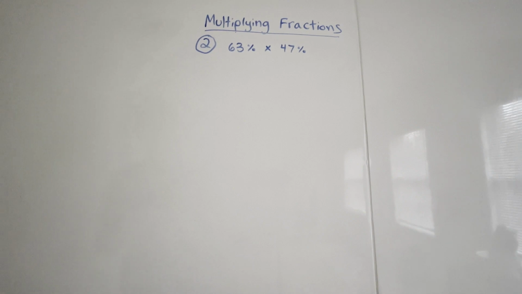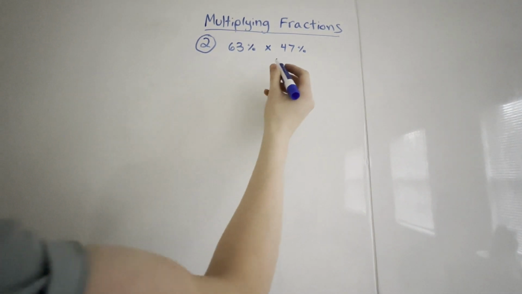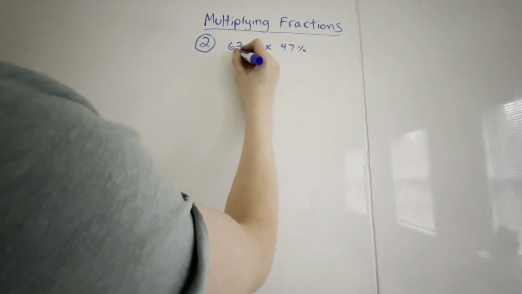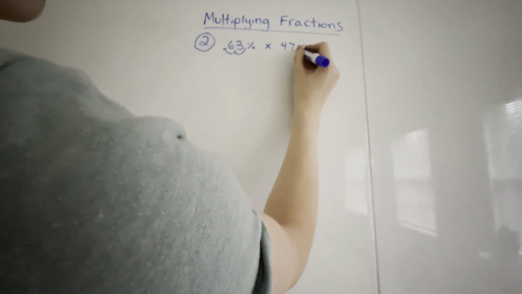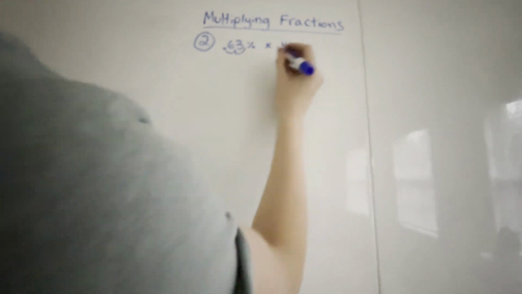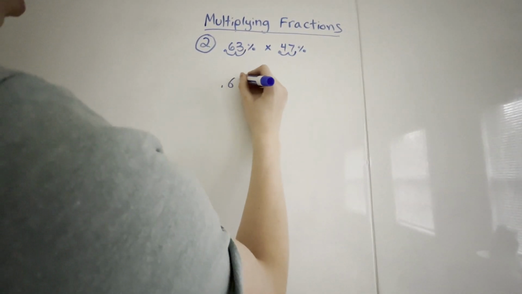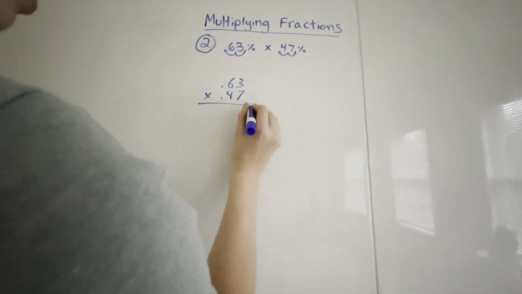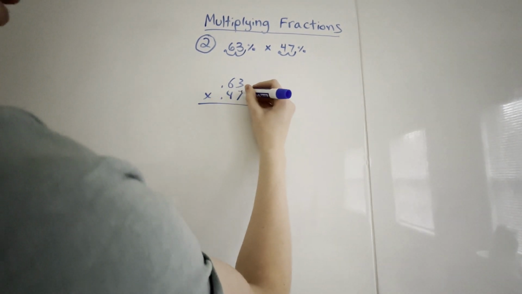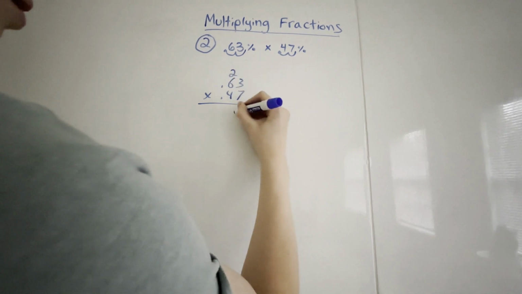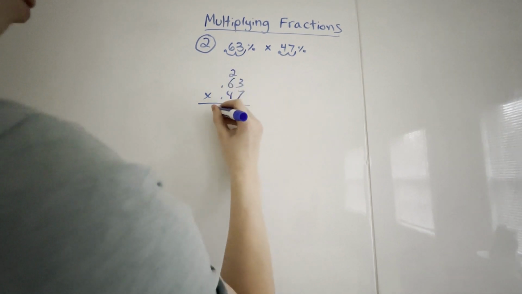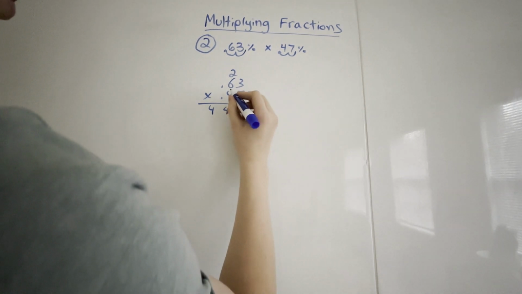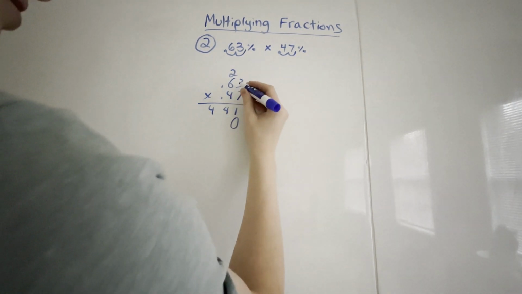All right, so in this problem, we have 63% times 47%. So what we have to do is move our decimal place over twice, move this decimal place to the left twice. We have 0.63 times 0.47. So we have 7 times 3, 21. 7 times 6, 42, right? And next we have to put our 0 because we're doing a new row.